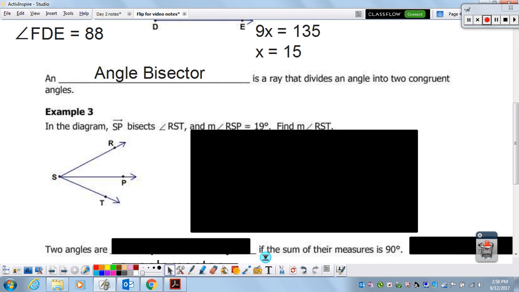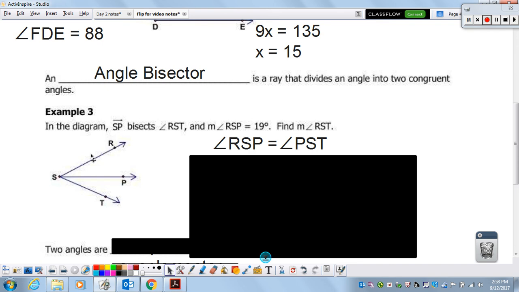An angle bisector is a ray that divides an angle into two congruent angles, two equal parts. So if we look at this picture in number 3, it tells us in this diagram, ray SP bisects angle RST, so it cuts it exactly in half. And then it tells us the angle RSP is 19 degrees, and it wants us to find the measure of angle RST.